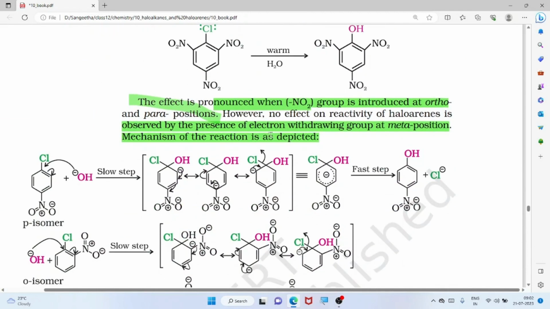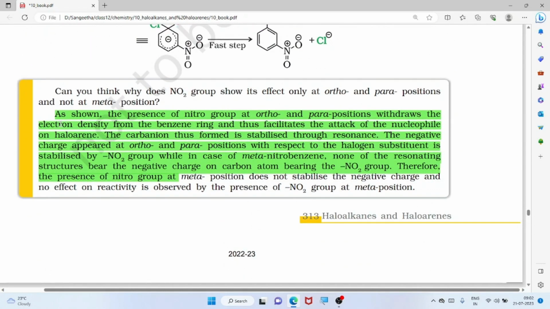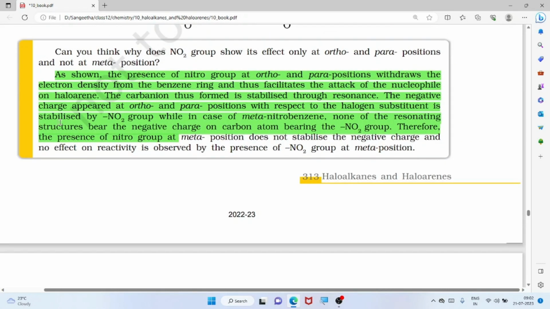The effect is pronounced when the nitro group is introduced at the ortho and para positions, compared with the presence of the electron withdrawing group at the meta position. The presence of the nitro group at the ortho and para positions withdraws electron density from the benzene ring and thus facilitates the attack of the nucleophile on the haloarene. Okay, the carbanion thus formed is stabilized through resonance.